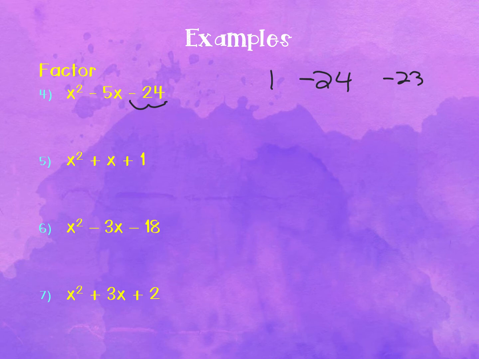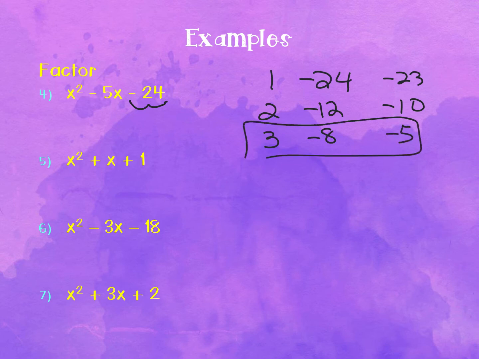So I need to keep going because I need to get a negative 5. Then if I do 2 and negative 12, that gives me negative 10. Still not there yet. 3 and negative 8. And here we go. That's my magic combination. I could have kept going and done 4 times 6, but I don't need to because I already found the one that'll multiply to give me negative 24, but also when I add them, gives me that middle term of negative 5. So then here we do x minus 8 times x plus 3. And I'm done.